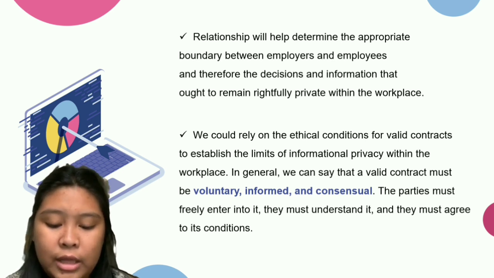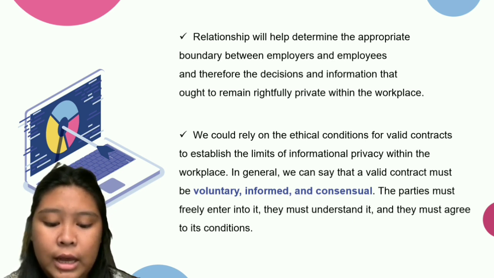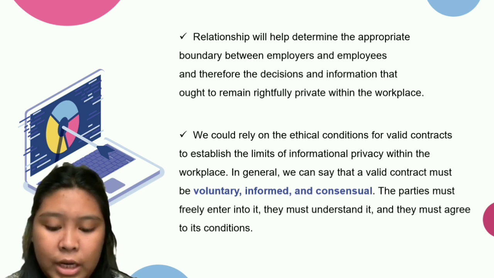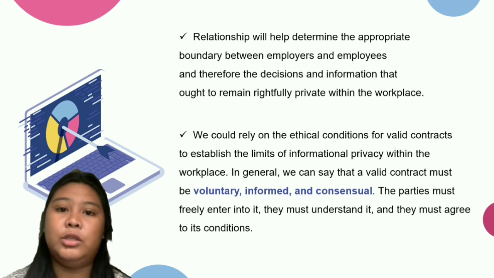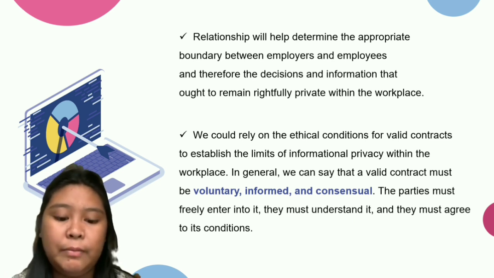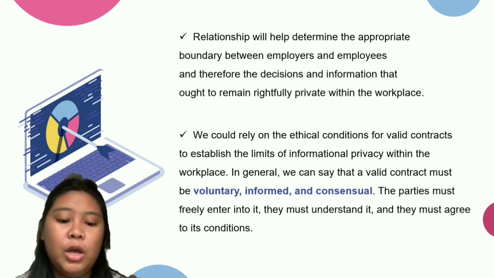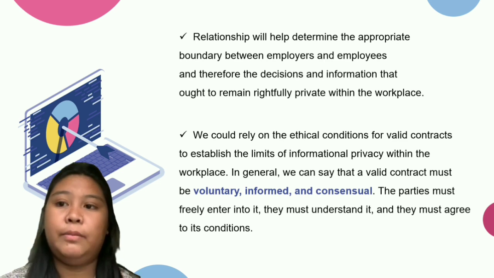We could rely on the ethical conditions for valid contracts to establish the limits of informational privacy within the workplace. In general, we can say that a valid contract must be voluntary, informed, and consensual. The parties must freely enter into it. They must understand it, and they must agree to its conditions. In short, workplace privacy describes the extent to which employers monitor and collect information on the activities, communications, and private lives of workers.